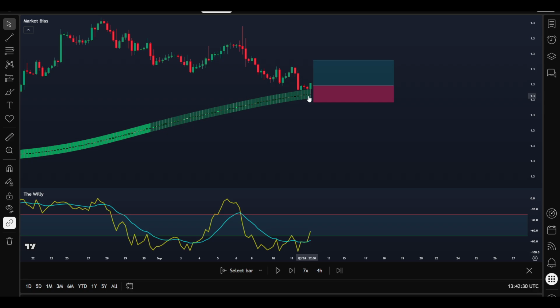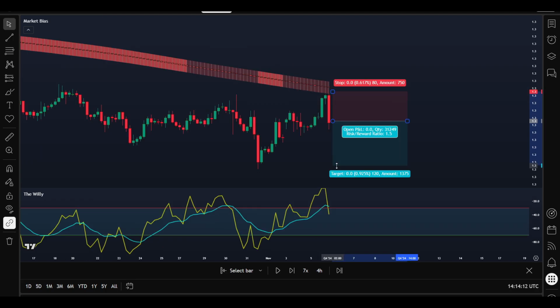Execution rules for all trades. Act on closed candles and enter on the next candle open. For longs, the stop goes below the most recent meaningful swing low. Pick a clear pivot from the last 5 to 10 candles. For shorts, the stop goes above the most recent meaningful swing high. Target is always 1.5 R.